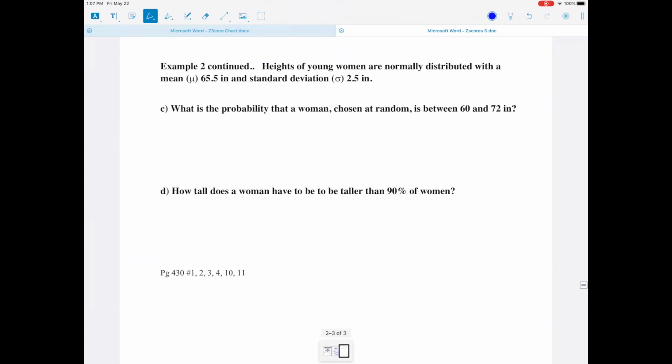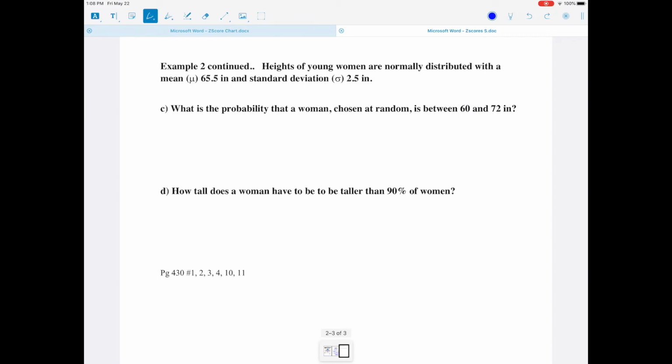Let's continue. What is the probability that a woman chosen at random is between 60 and 72 inches? Okay, this is a bit more confusing because we have two values given to us. And what we're given with the chart is something like this. We have some spot we're testing, and then we find out the area below that. But this time we have 60 and 72 inches. So what's tempting to do is just take these two values, subtract them, and then start doing some work with that. But that is not the right process.